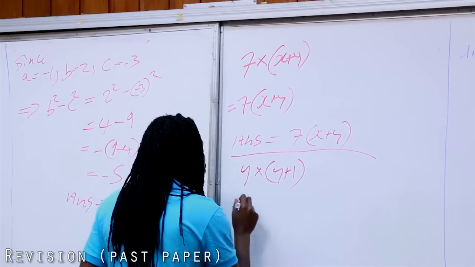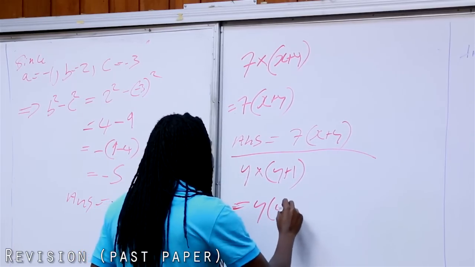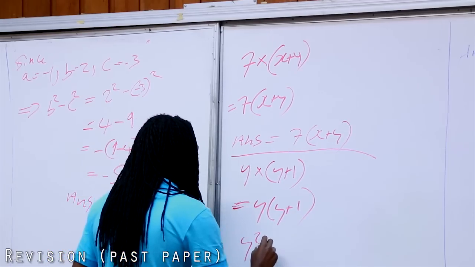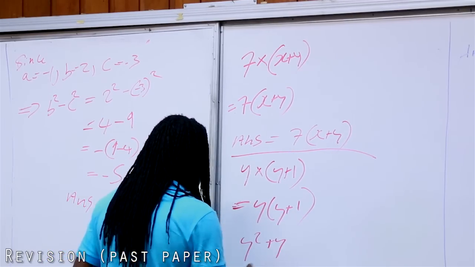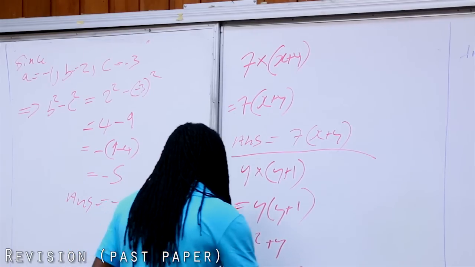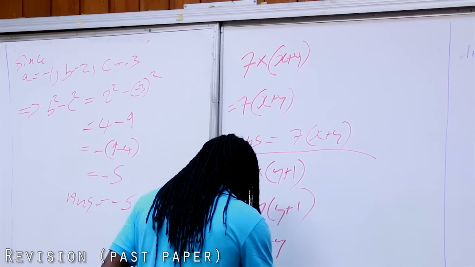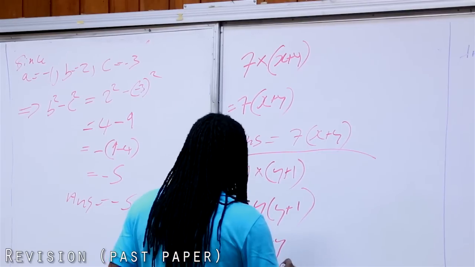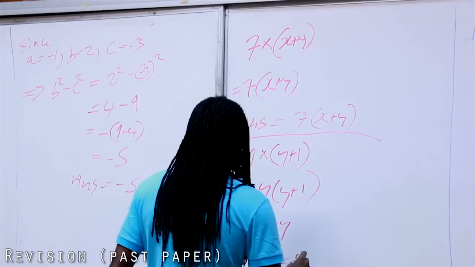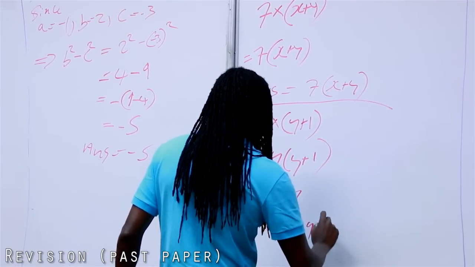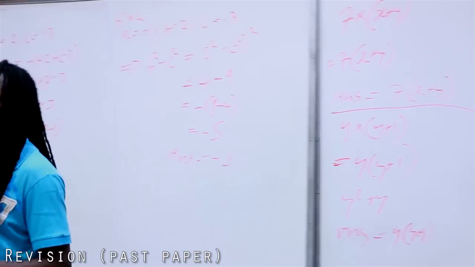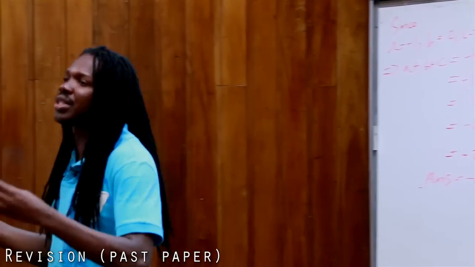So that equals y bracket y plus 1, or it could be equal to y square plus y. But I can leave it here as y bracket y plus 1. Everybody see that? Logics, if you reason it out, you must get it right.